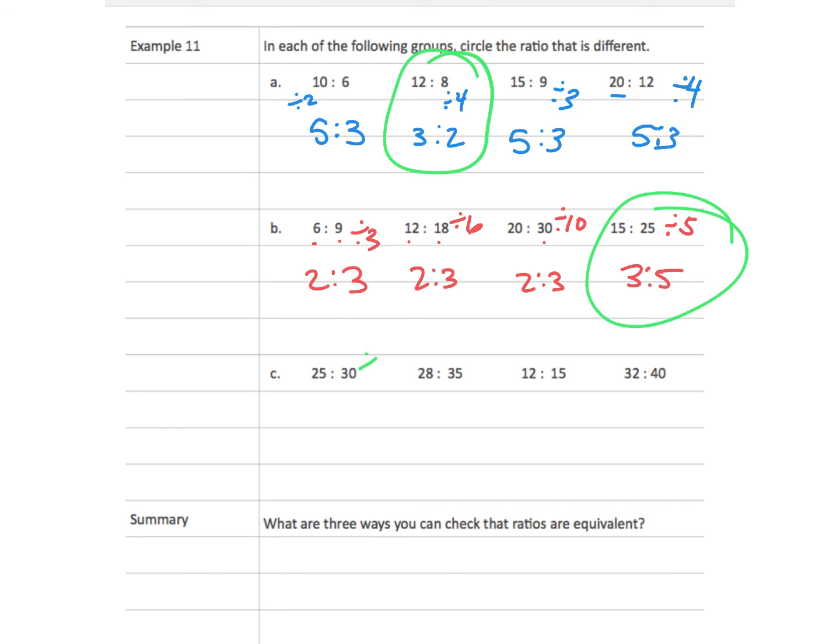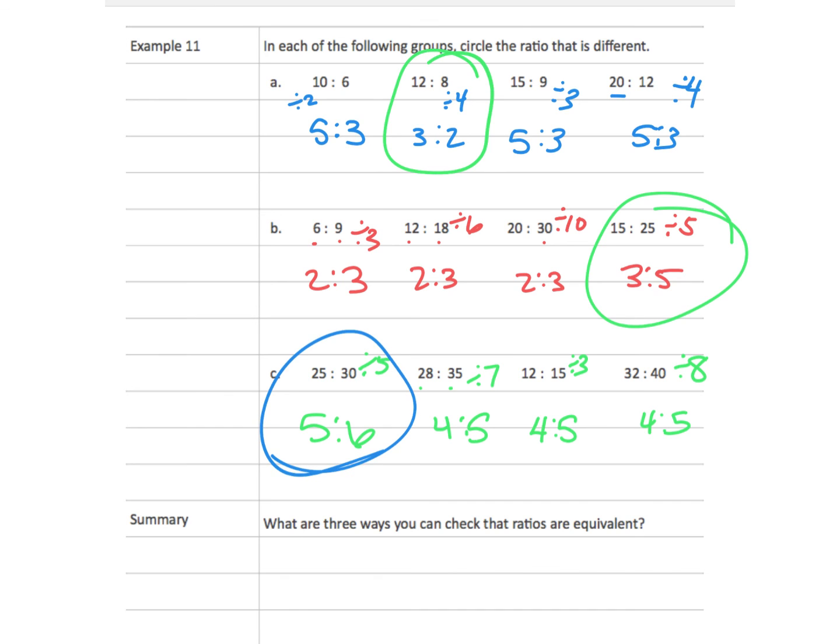Let's divide by 5. So that's going to give me 5 to 6. 28 and 35, I'm going to divide by 7. That's going to give me 4 to 5. 12 and 15, I'm going to divide by 3. That's going to give me 4 to 5. 32 to 40, I'm going to divide by 8. That's going to give me 4 to 5. So the one that does not belong is the first one.